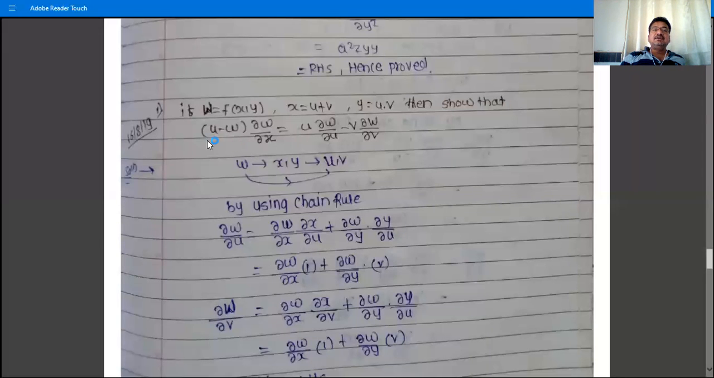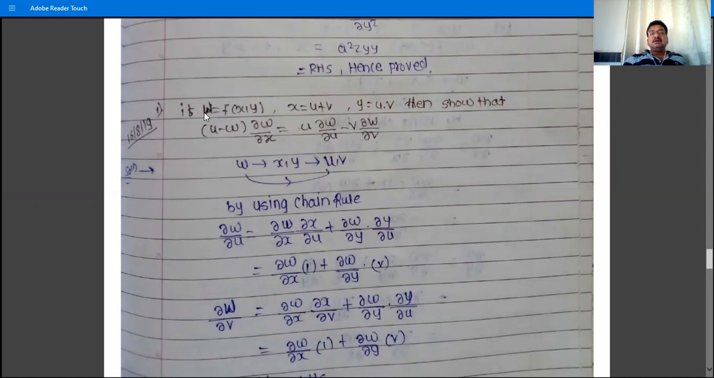Next example on chain rule. If w is equal to f of x, y, that is, w is a function of x and y, x is u plus v, and y is u times v, then show that u minus v times ∂w/∂x is equal to u ∂w/∂u minus v ∂w/∂v. So this is what we have to prove.